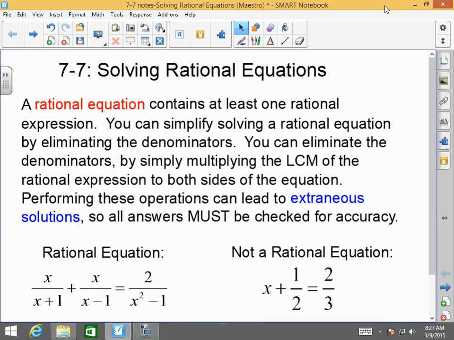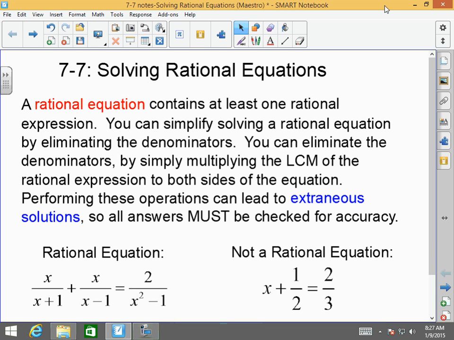Today we're going to be talking about solving rational equations. A rational equation is an equation which contains at least one rational expression. That means that there is a variable in the denominator. You can simplify solving a rational equation by eliminating the denominators. And you can eliminate the denominators by simply multiplying the LCM, or LCD in this case, because they're denominators, of the rational expressions to both sides of the equation.